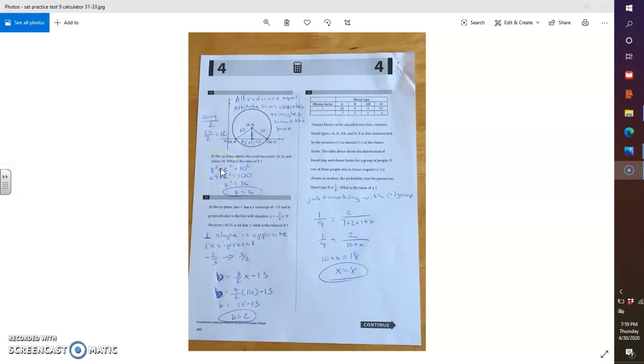Alright, now we're going to go on to the open-ended questions. This one's kind of interesting, actually. If the xy plane above the circle has a center of (h, k) and the radius is 10, we need to be aware that these lines right here both have to be 10. And we should know this line is going to be 16. 4 to 20 is 16.